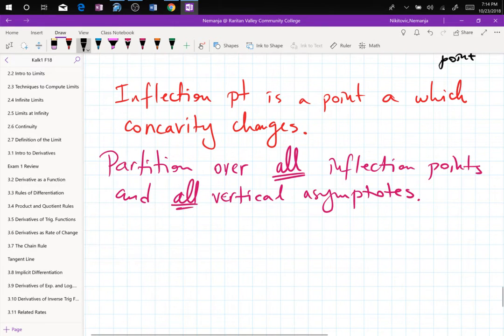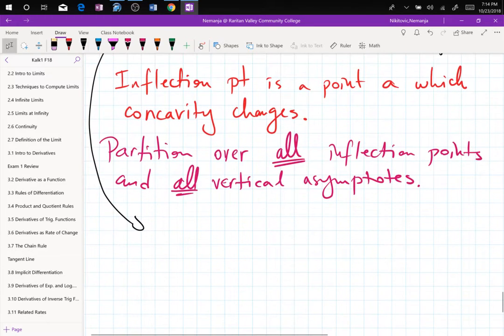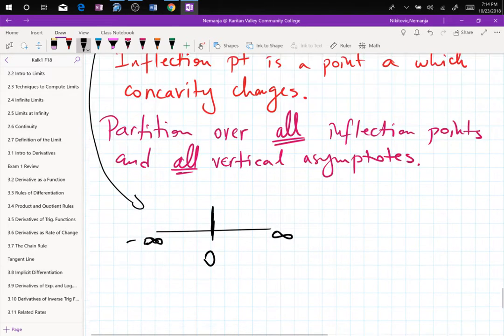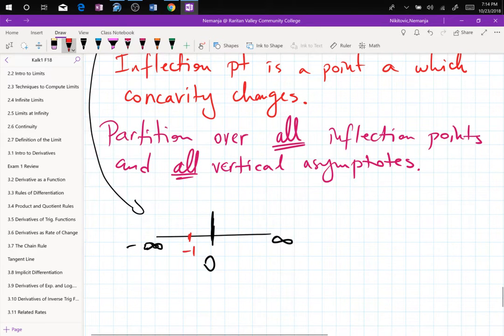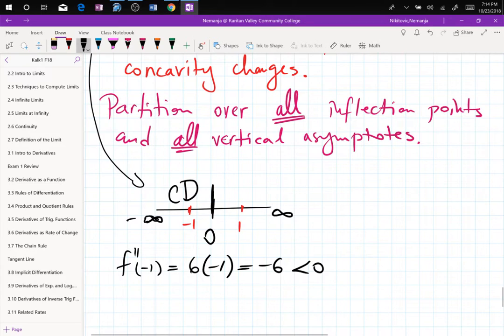So now, to finish off my x cubed example, since I'm already there, my negative infinity to positive infinity domain is partitioned at 0. I will pick two test points, -1 and +1, and do the second derivative test. F double prime computed at -1 is 6 times -1, which is -6, which is less than 0, which is concave down. Second derivative computed at 1 is 6 times 1, which is +6, which is bigger than 0, which is concave up.